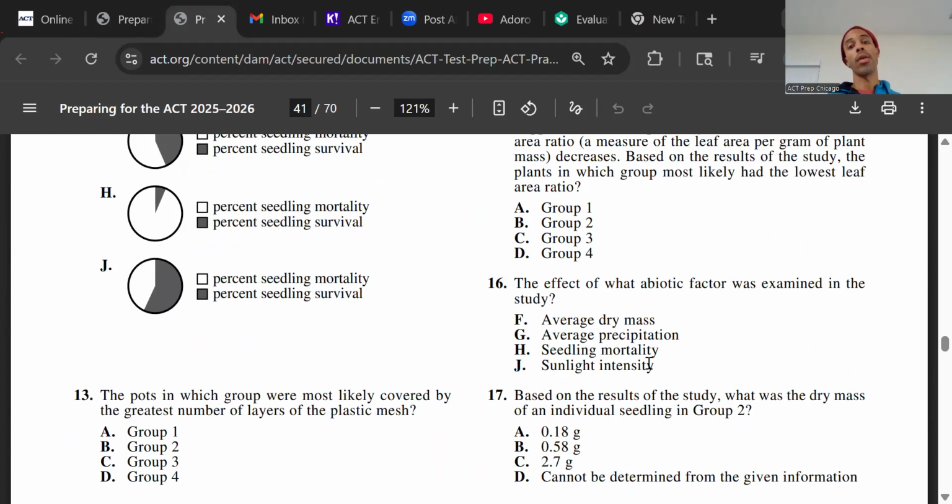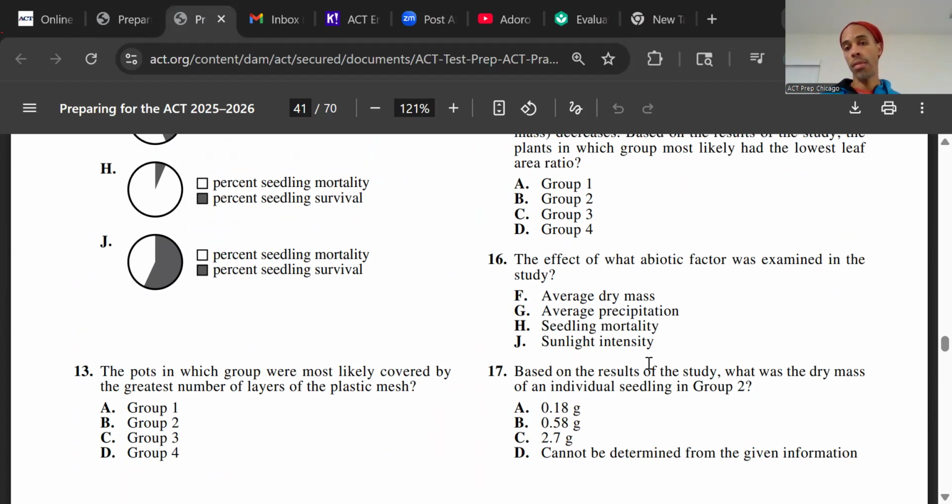Where's sunlight intensity? Okay, so that was as easy as I thought. So I overthought that one, because this experiment was really examining the effect of sunlight intensity on plants. So anyway, I didn't know what abiotic factor was. Now I know sun is an abiotic factor.